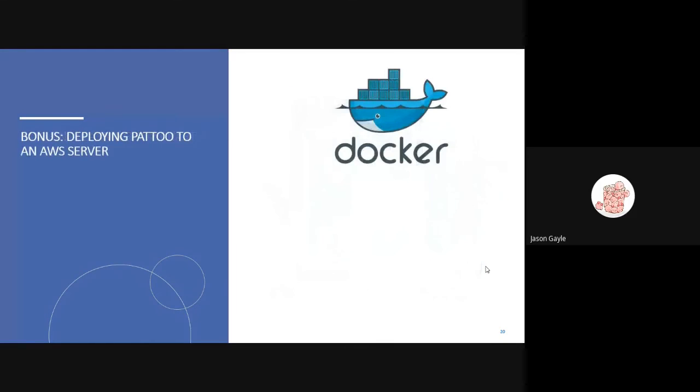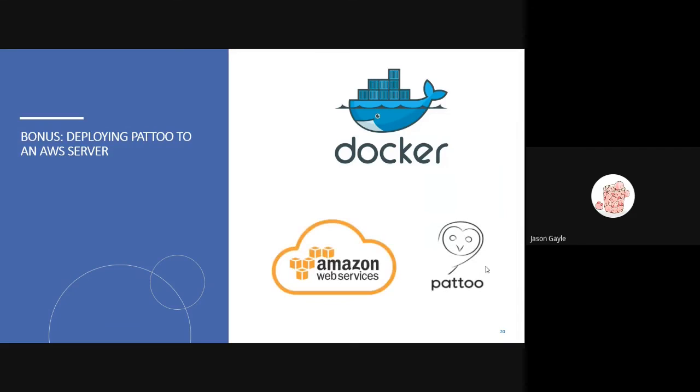And lastly, the bonus feature that we had in mind was deploying Pattoo to an AWS server using Docker. Since we have a container for Pattoo now, we'd be able to easily deploy it onto an AWS server so that we would not need to run it on our host machines and to also improve the efficiency of installation.